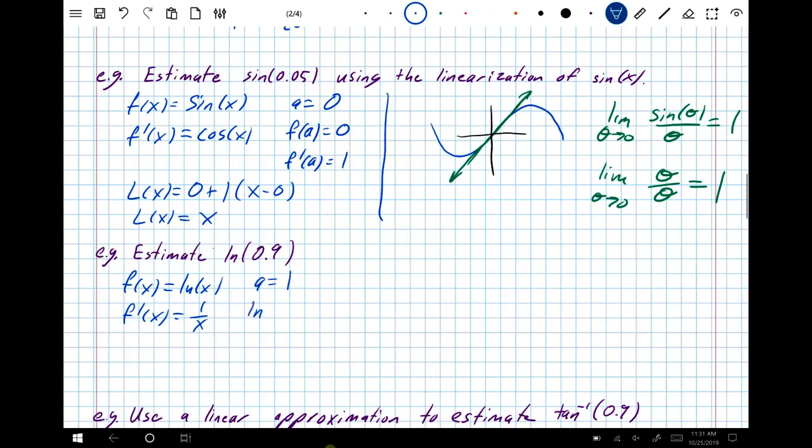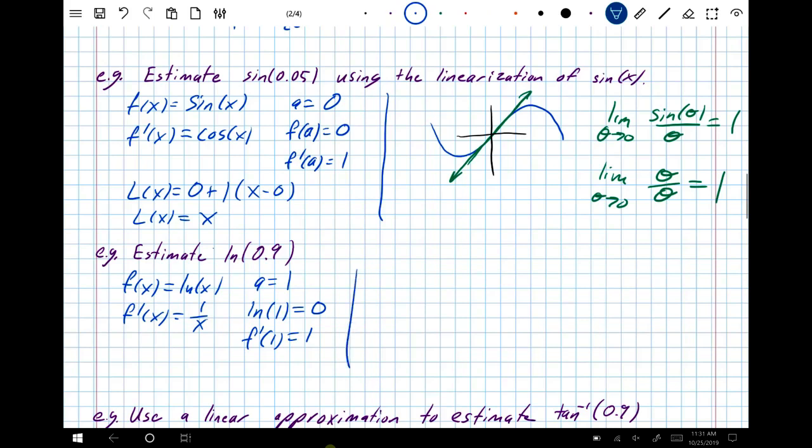Why is that a good choice? It's close to 0.9, but also, what is the natural log of 1? That's a 0. That's super nice. What is the f prime of 1? So 1 over 1 is just a 1. Oh my goodness. Do you see what's coming? This looks a whole heck of a lot like what was happening before. Let's give this a try.